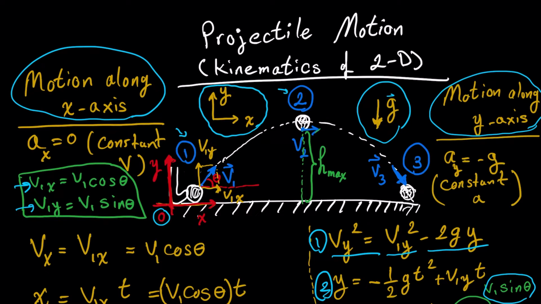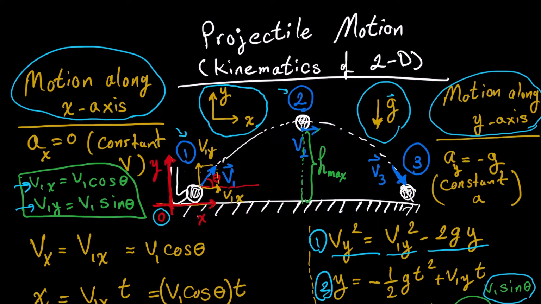And the third equation is basically the definition of average acceleration. And this is a constant acceleration, so the average is the same, it's constant: Vy equals negative gt plus V1y. So these three equations are going to aid us to track the projectile along the y-axis, so we can talk about its elevation, its altitude.